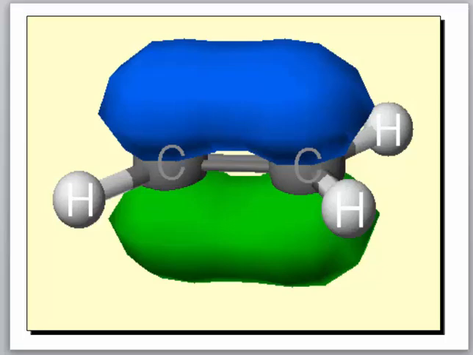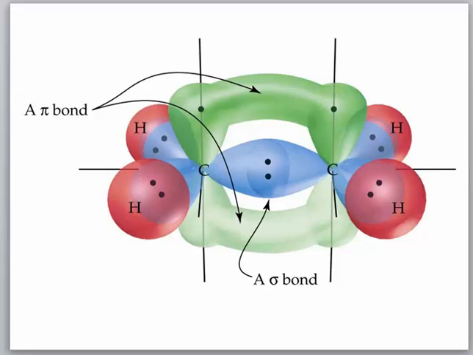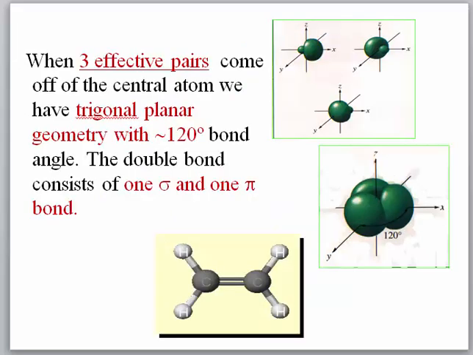Just different, showing where those pi bonds are located. Your pi bonds are above and below the sigma bond. Lots of different ways to show that. Pi bonds are where you can have delocalized electrons that can move. So if you have sp2 hybridization, you do have delocalized electrons that occur in that pi bond. So 3 effective pairs, 120, trigonal planar.